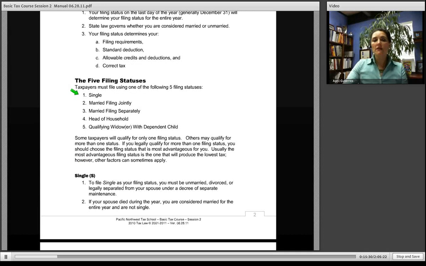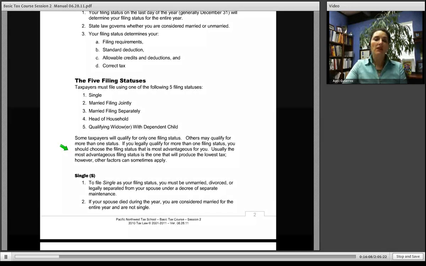Taxpayers must use one of the following 5 filing statuses: single, married filing jointly, married filing separately, head of household, and qualifying widow or widower with dependent child. Some taxpayers will qualify for only one filing status. Others may qualify for more than one status. If you legally qualify for more than one filing status, you should choose the filing status that is the most advantageous for you. Usually, the most advantageous filing status is the one that will produce the lowest tax. However, other factors can sometimes apply.